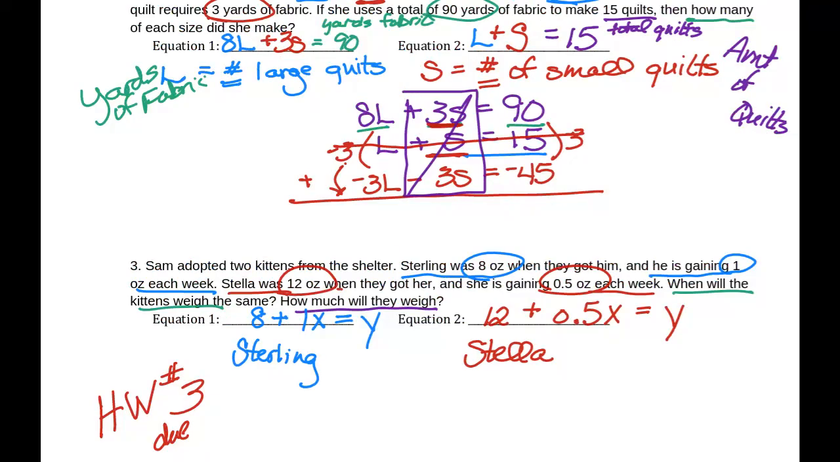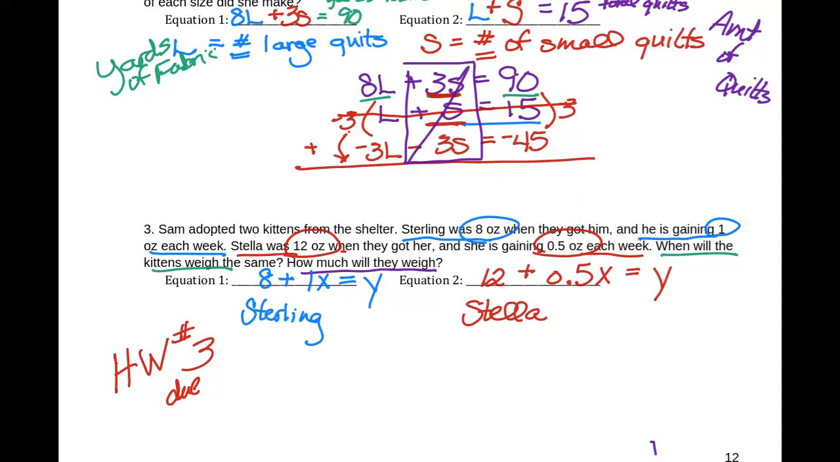So when I add these together, 8L plus negative 3L should give you 5L equals, and 90 plus negative 45 should give you 45. Divide by 5 on both sides. L is equal to 9. How many got L equals 9? Very good. Are we done with the problem though?